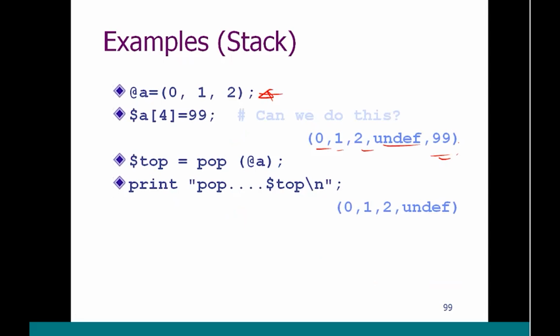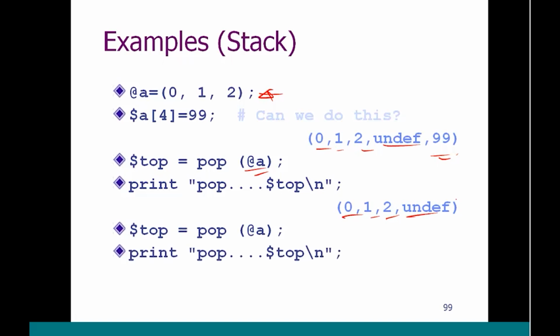So now $top is defined as we want to pop stuff from @A, and that was successfully done. Then we say okay, print the pop to the top, and that prints out this information 1 2 0 1 2 and then undefined, and then top equal to pop, and then pop stop, this will print out 0 1 and 2.